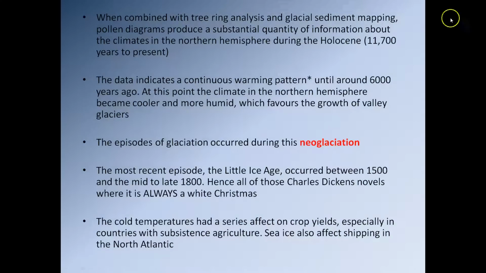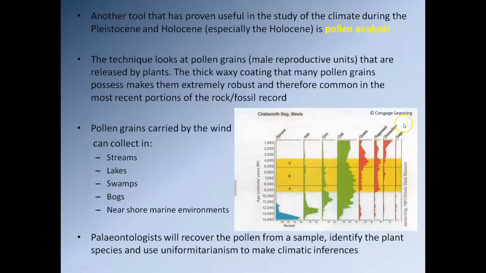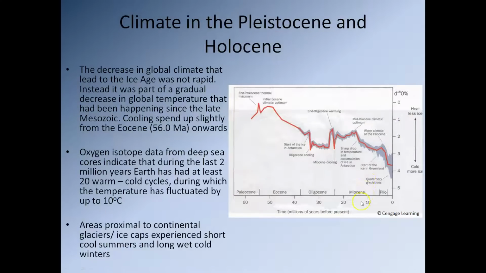So obviously we then combine the tree ring analysis, and what we see is the data indicates a continuous warming pattern until around 6,000 years ago. And at this point, the climate in the northern hemisphere becomes cooler and more humid, which favours the growth of valley glaciers. So if we just go back up, here we go. Around 6,000 years ago, we're going to be somewhere around here. Okay, all of a sudden, bang, temperature begins to drop off a lot faster.